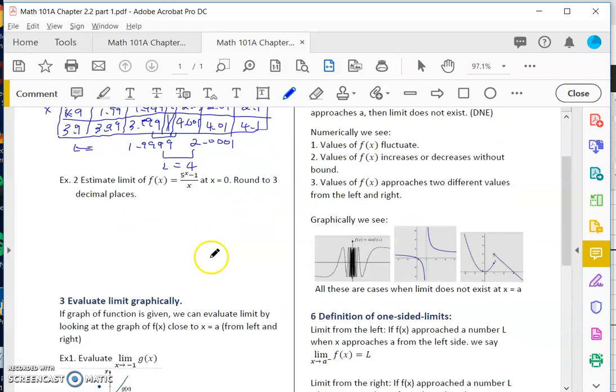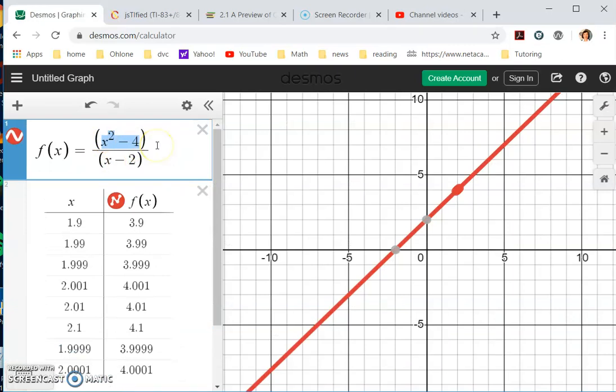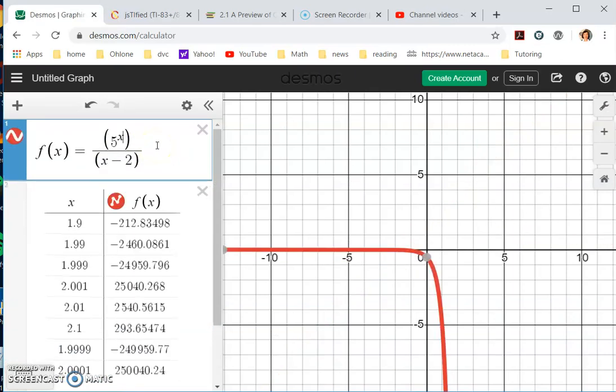Okay, so the second one is 5 to the x minus 1 over x. At x equal to 0, that means if I have an x below 0 and just above 0, what would this function equal? Now notice x equal to 0 would not work, but we don't care. It's irrelevant. We just want to know what it looks like, and we want to round to 3 decimal places. So just change this function to 5 to the x minus 1 over x.